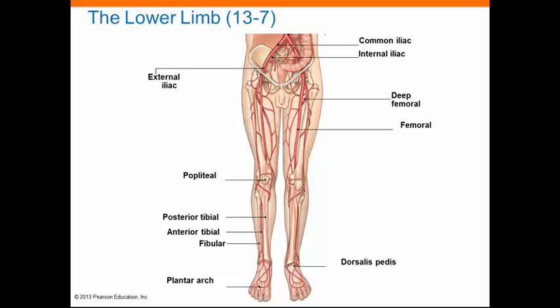At the ankle, the anterior tibial artery becomes the dorsalis pedis artery, and the posterior tibial artery divides into two. These three arteries are connected by two anastomoses to produce a dorsal arch and a plantar arch.